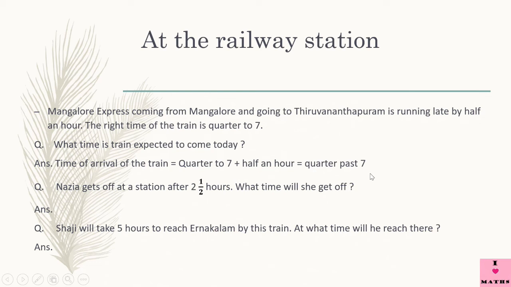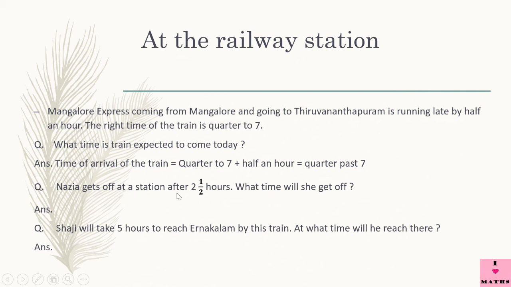7:15. If you will make a clock and see in the clock, or if you will pick up a real clock and see, or if you will pick up the model of the clock which you have made and add half an hour to 6:45, you will be easily able to make out how we got 7:15. Okay, so the time of arrival of the train today is 7:15.